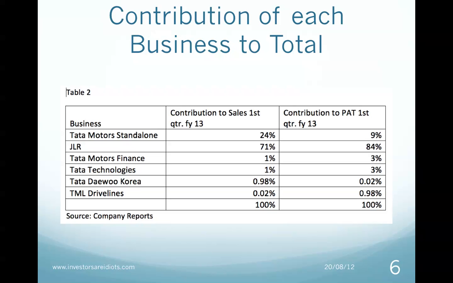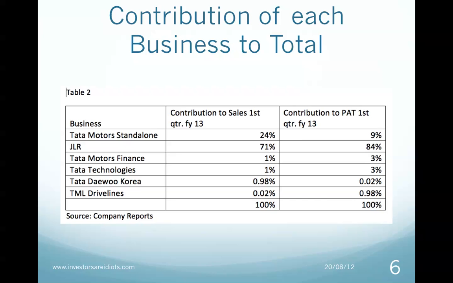Hence the subsidiaries of Tata Motors, except for JLR, like Finance, Technologies, Daewoo Korea and Drivelines, do not really account for too much of the company's revenues, though they do account for maybe 6-7% of profits. So that's not going to be so important for us. It's the JLR business which is going to be extremely important because it's contributing 71% of revenues and 84% of profits. And Tata Motors standalone is contributing 24% of revenues and 9% of profits.